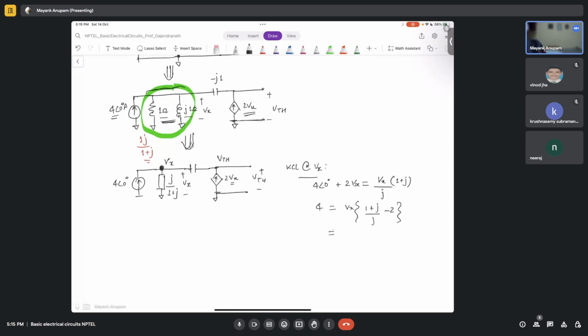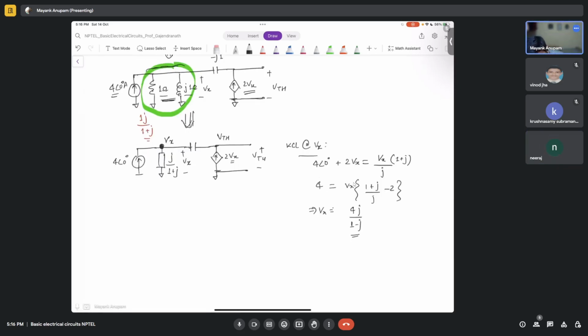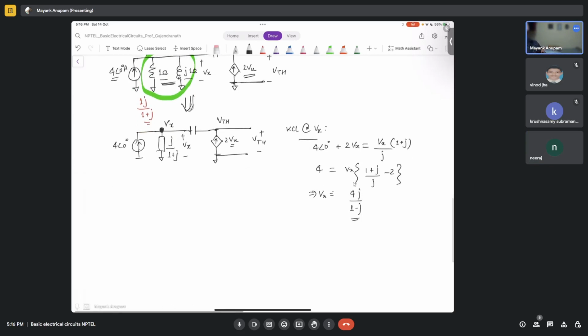So what is Vx now? 1 minus j divided by j, so it's 4j divided by 1 minus j, right? This is Vx. So what is Vth?